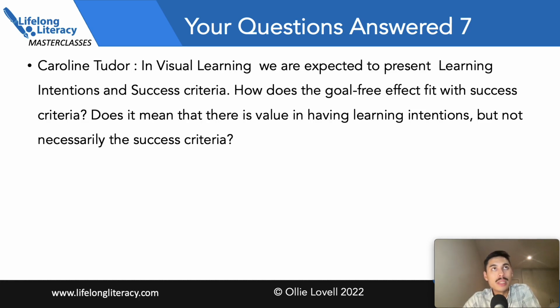Caroline Tudor: In visual learning, we are expected to present learning intention and success criteria. John Hattie, I guess, visual learning, I'm assuming. How does the goal-free effect fit with success criteria? Does it mean that there is a value in having learning intentions but not necessarily the success criteria? A few things.